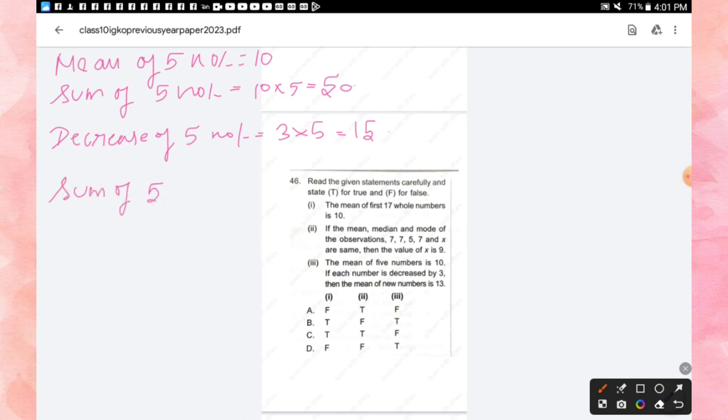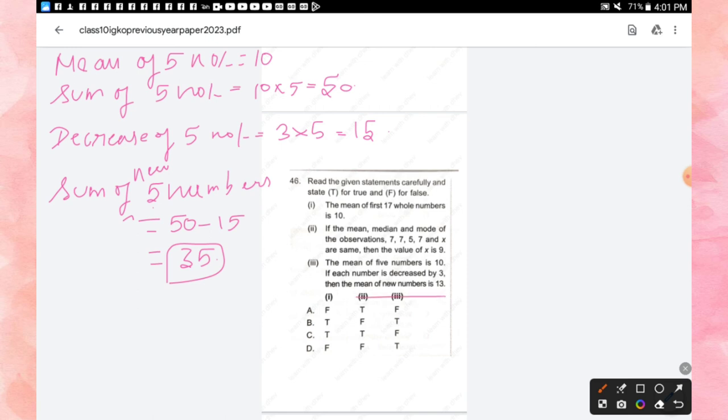What is the sum of the 5 numbers? We already have it, 50, no? So 50 minus 15, that is 35, is equal to the sum of the old 5 numbers minus the decrease of 5 numbers, that is 50 minus 15 is equal to 35. So this is the sum of the new 5 numbers.